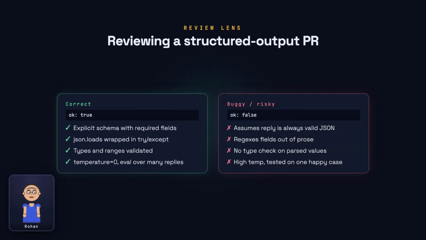On the left, a PR that trusts nothing: an explicit schema, parsing guarded by try except, values and ranges validated, temperature 0, and an eval over many replies. On the right, the red flags: assuming JSON is always valid, scraping fields with regex, skipping type checks, and cranking temperature while testing one lucky case. Spot the right column and ask for changes.